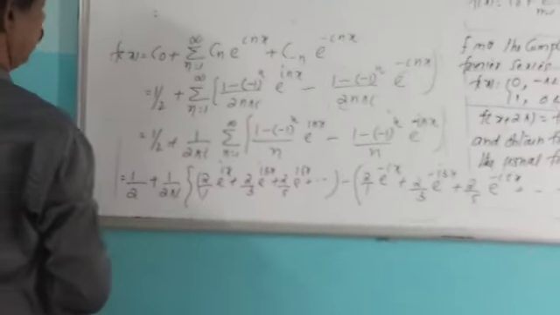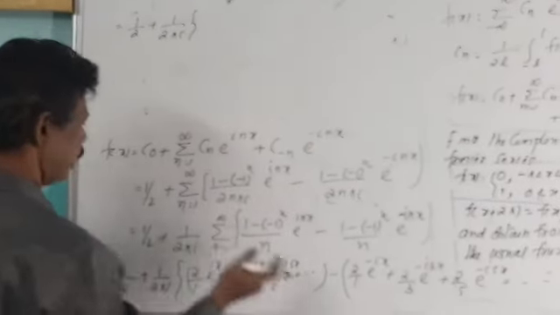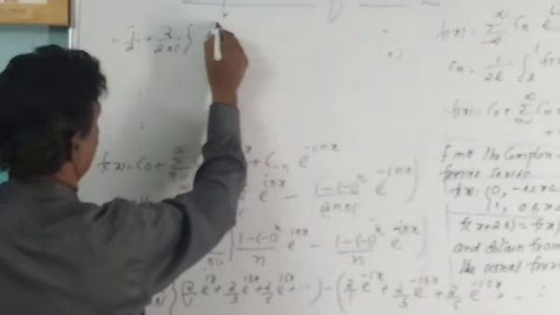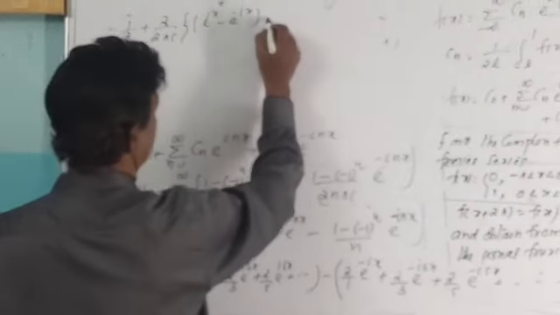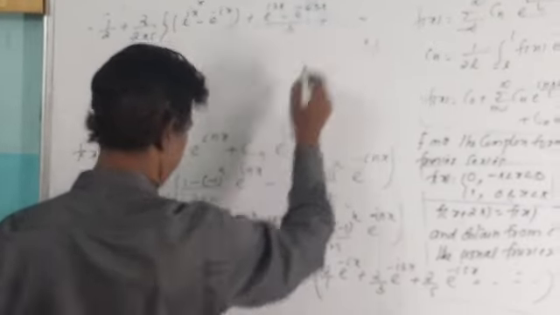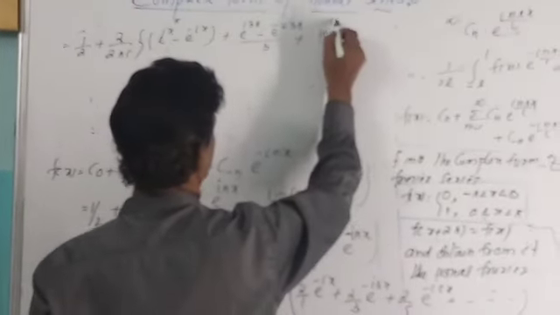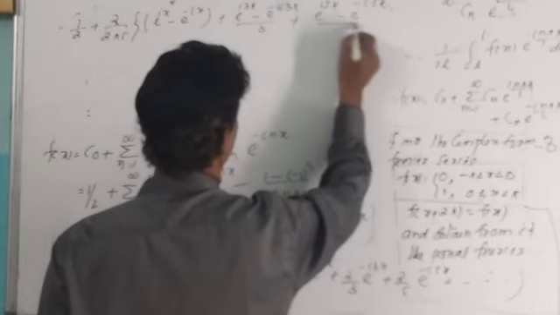Substitute this value; I am going to simplify the term. Take the first and last term. That is 1 by 2 plus 1 by 2 pi i into 2 e raised to i x minus 2 e raised to minus i x. Then we can take 2 out, and take this first term and this first term: e raised to i x minus e raised to minus i x. Again take this term and this term: e raised to i 3x minus e raised to minus i 3x divided by 3. Again plus, e raised to i 5x minus e raised to minus i 5x divided by 5, plus etc.